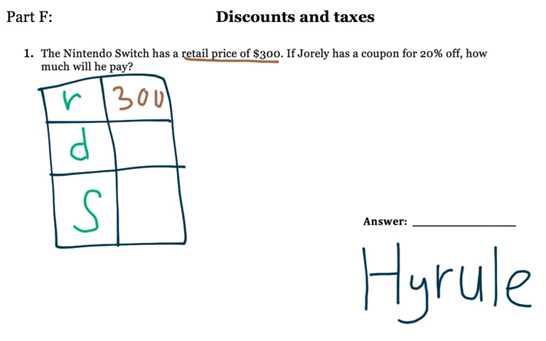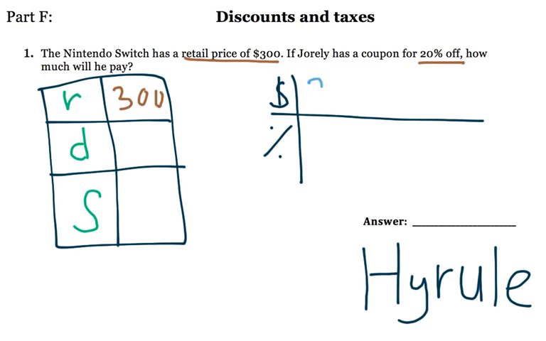To find the discount, we need to figure out what 20% is of 300. So to do that, we can just draw one of our ratio tables. And then put 300 right here. And since 300 is 100% of 300, we can write 100 down here.